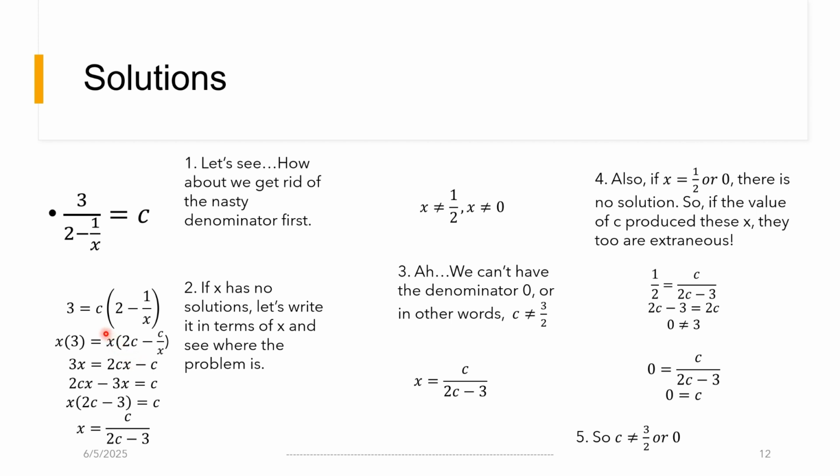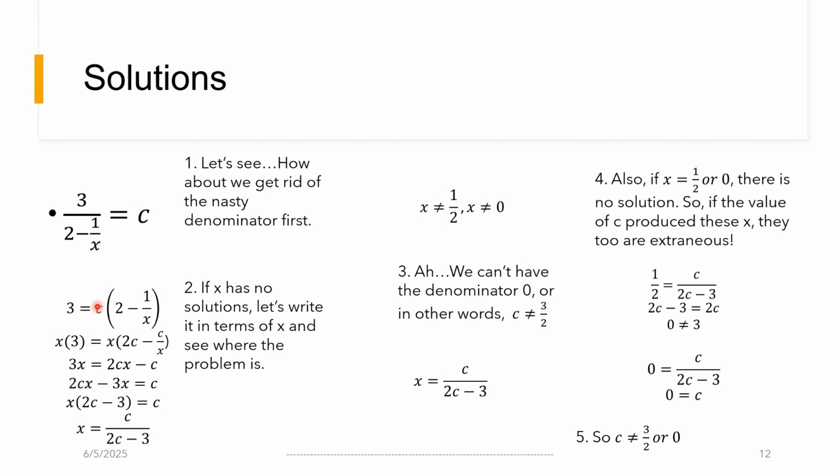Now, why did we multiply by x? Because we want to get rid of this denominator as well. So we're getting rid of this denominator because these two cancel out. And this becomes 3x equals 2cx minus c. Now, when you see this, we want to solve for x, so then we can plug in the values of x as there will not be any nasty denominator stopping us.